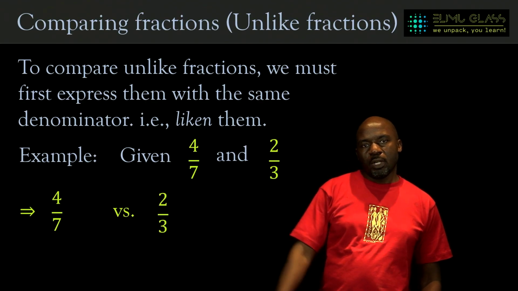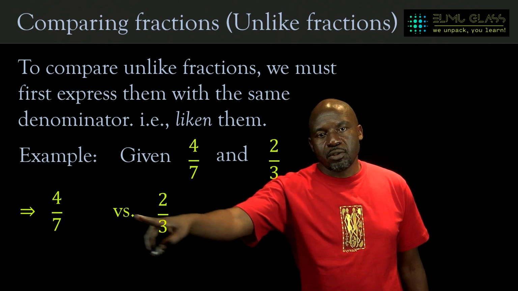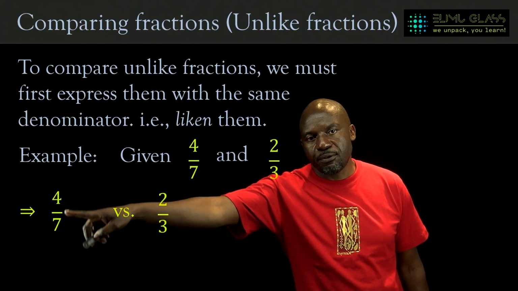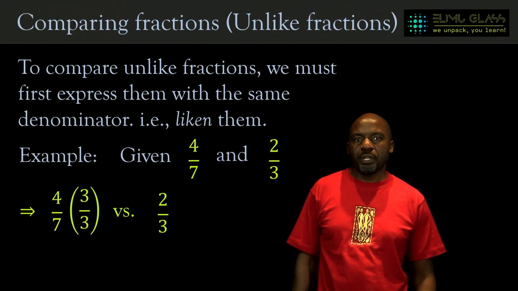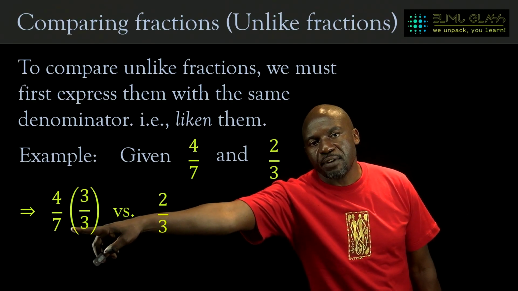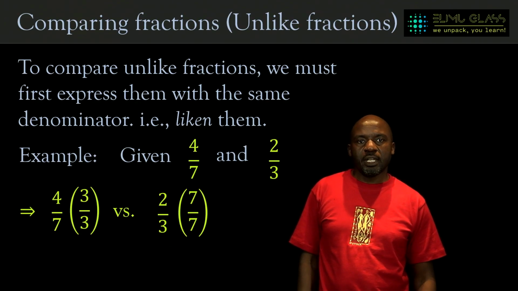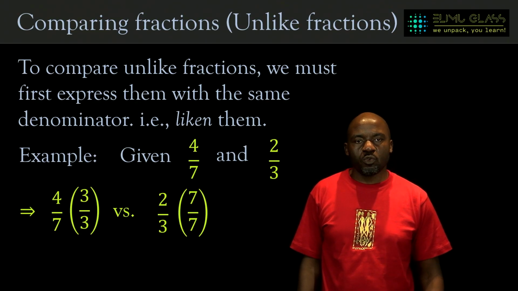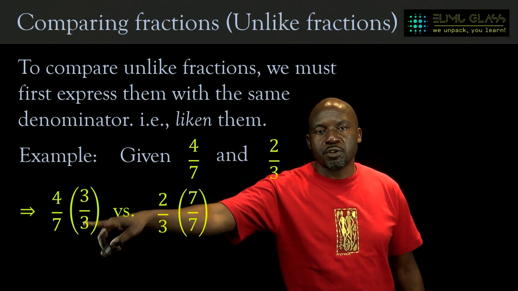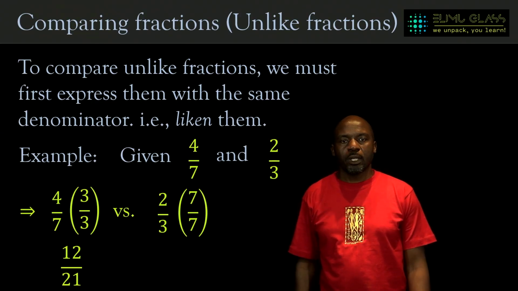What we want to do is look at the denominators. The denominator here is 3, so I'll go here and multiply by 3 over 3. So that becomes 12 over 21. And this one we multiply by 7, so 7 over 7 on this side. That ensures that the denominators are 7 times 3, which is 21. So now we have 12 over 21 and 14 over 21.